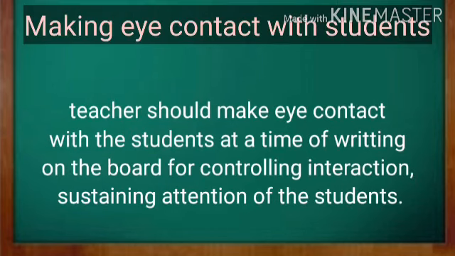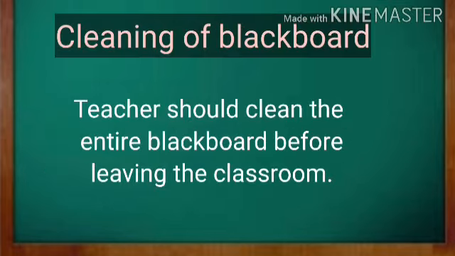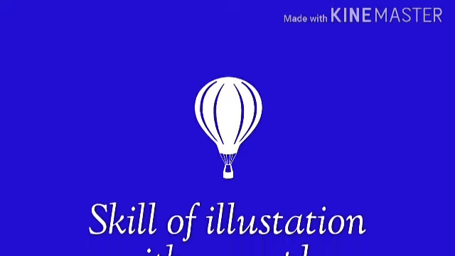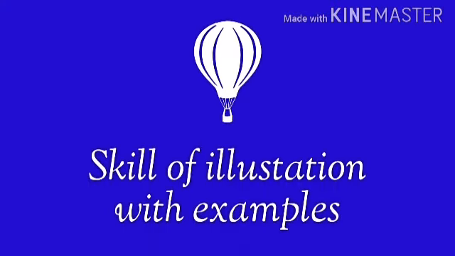Fifth, making eye contact with students. A teacher should make eye contact with the students at the time of writing on the board for controlling interaction, sustaining attention of the students. Sixth one, cleaning the blackboard. Teacher should clean the entire blackboard before leaving the classroom. Sixth, skill of illustration with examples.